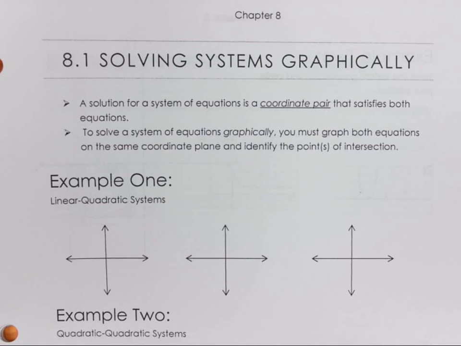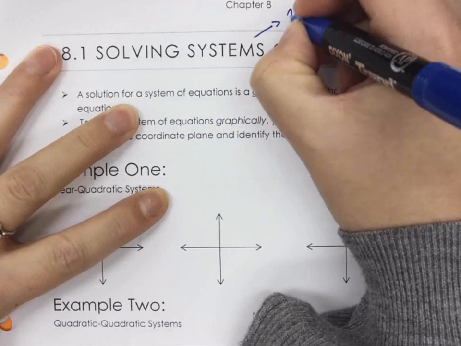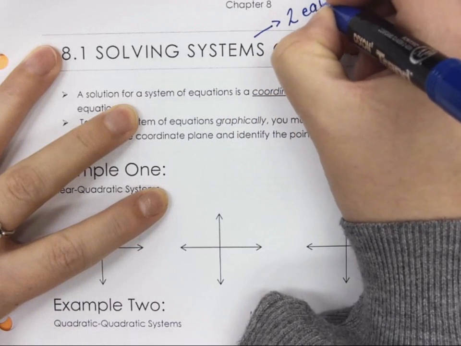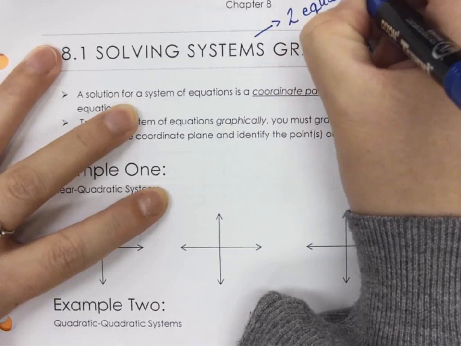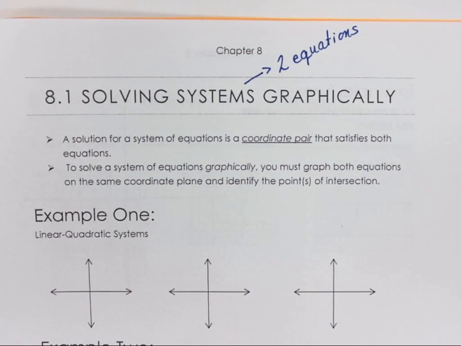Okay, solving systems graphically. Okay, so let's talk about what a system is. In this one, we're going to have two equations. A system is two or more equations. In grade 11 pre-cal, we're only going to deal with two equations. Like I said, I really enjoy solving systems with three.